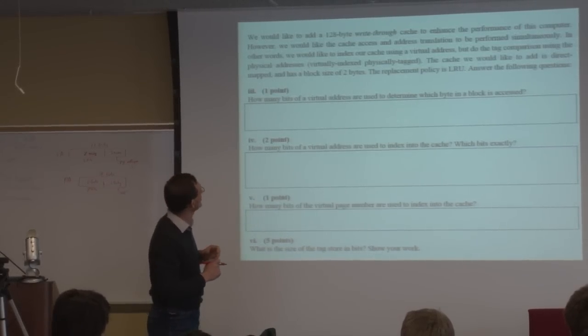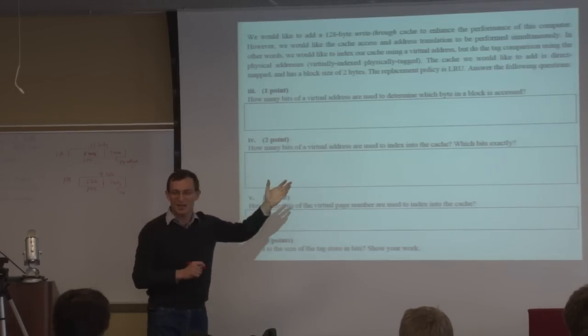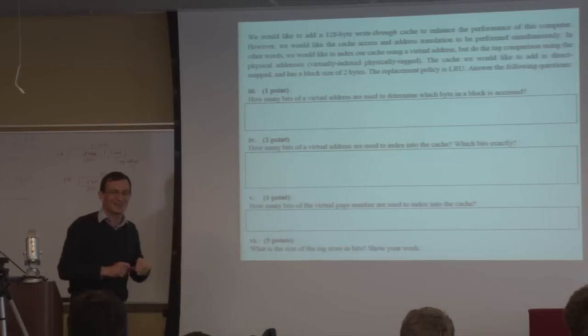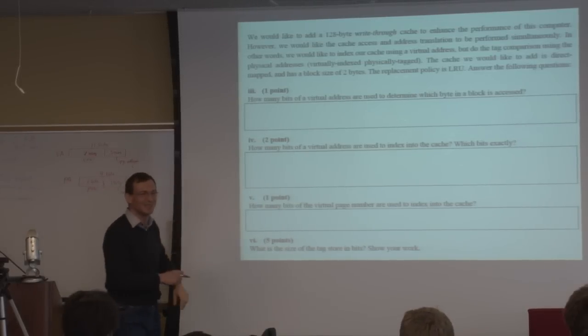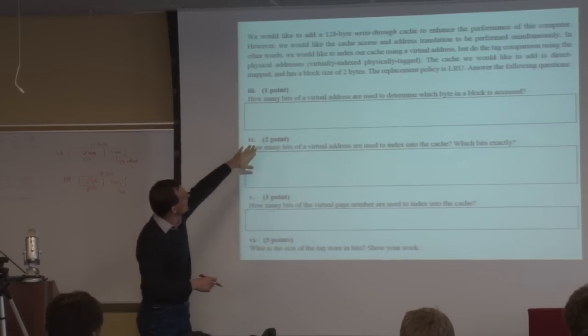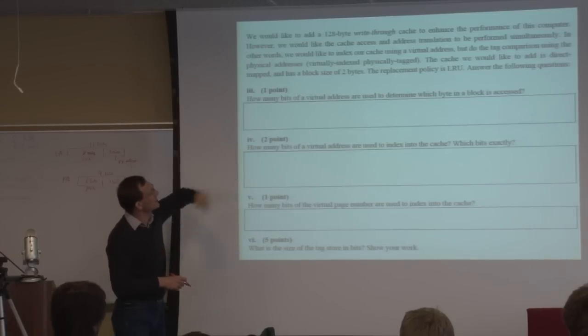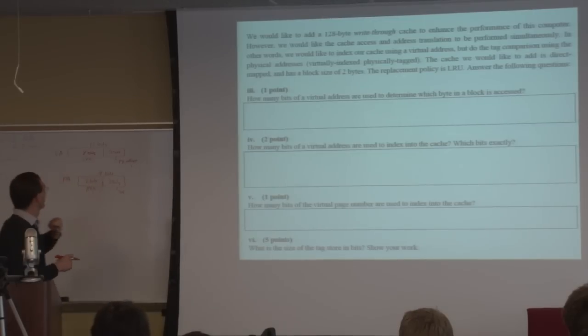Answer the following questions. First of all, replacement policy doesn't matter because it's direct mapped, right? So that's useless information you can ignore. How many bits of a virtual address are used to determine which byte in a block is accessed?